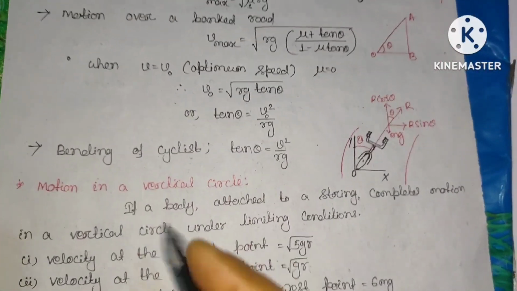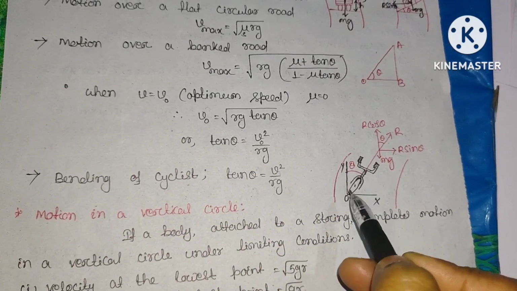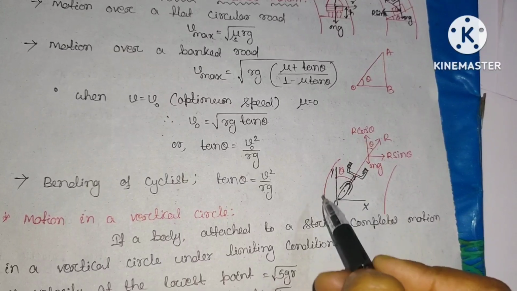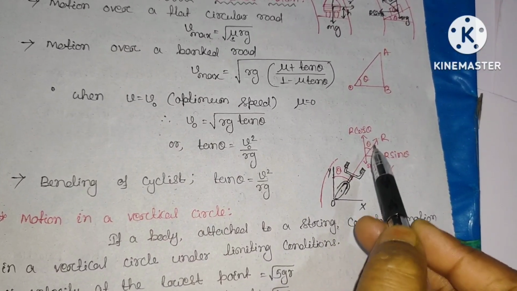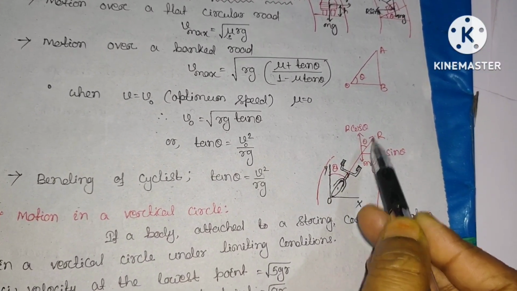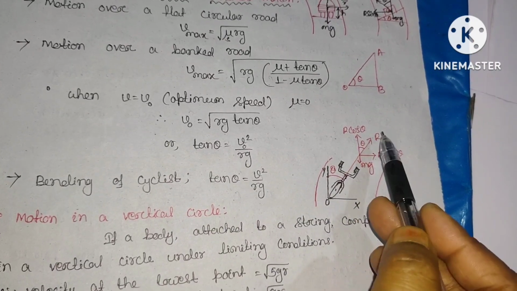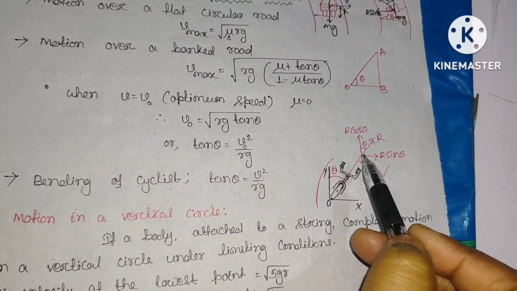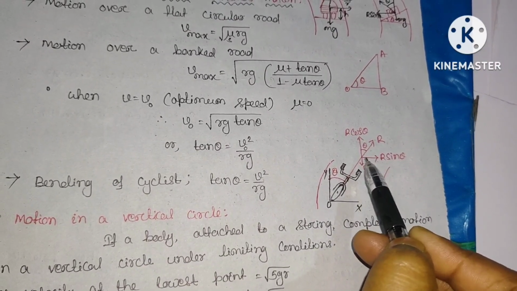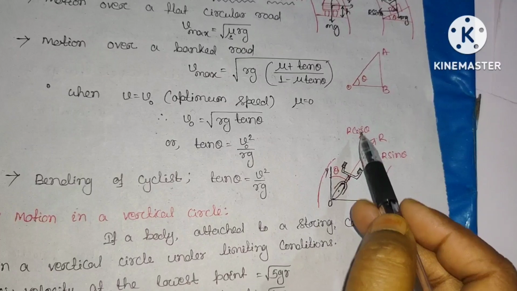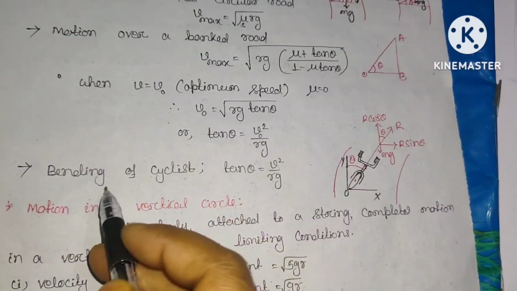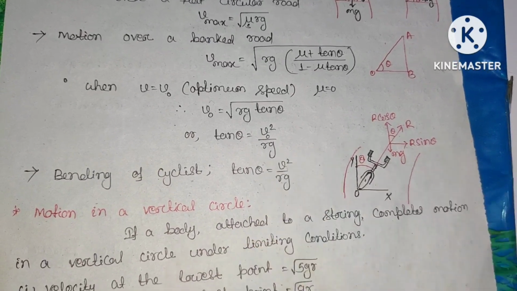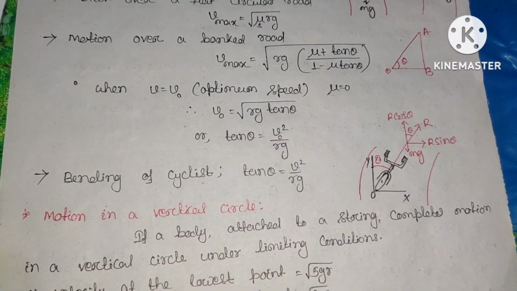In case of bending of a cyclist, this is the cycle, and if it makes the angle theta with this road, then this is my resultant, the reaction force, which is balanced by this mg. This component will be R sin theta, the perpendicular component, and this component is R cos theta. So simply we can say that for the bending of a cyclist, tan theta equal to v square by rg. So these are some basic formulas.